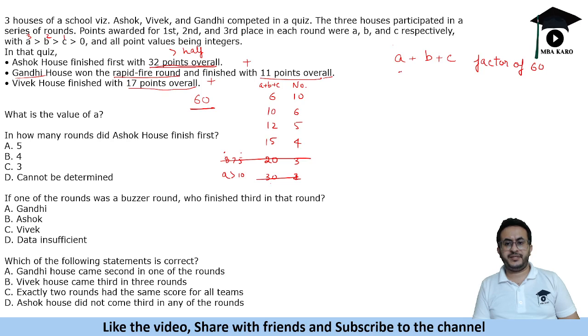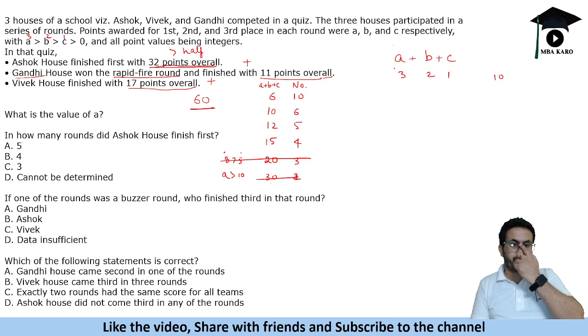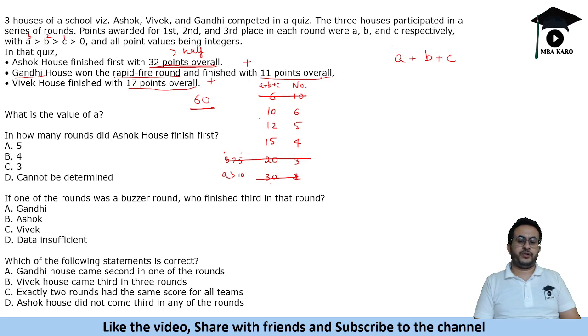So if you take ABC as 3, 2, 1, and we are saying that we are having 10 rounds, and this team has to win 32 points, even if it wins all 10 rounds, it can reach only 30 points. So this is also not possible. So again one of the possibilities is removed. So now the total could be 10 and 6 rounds, or 12 and 5 rounds, or 15 and 4 rounds.